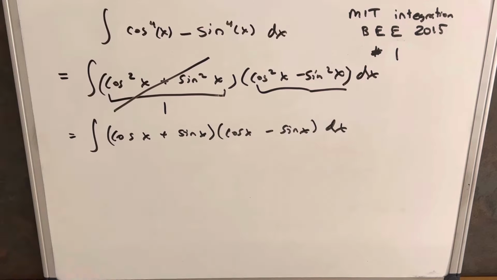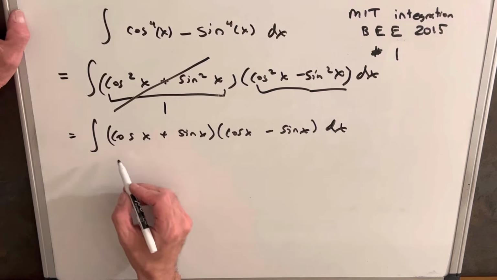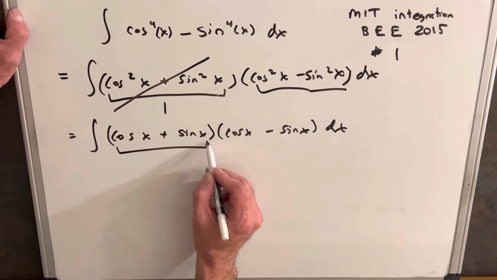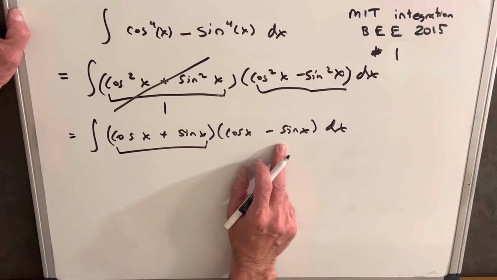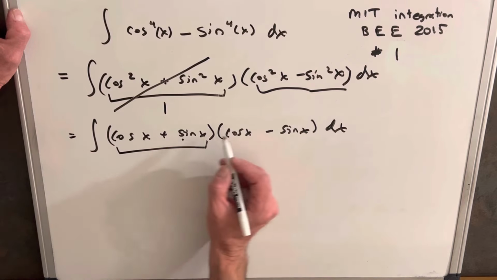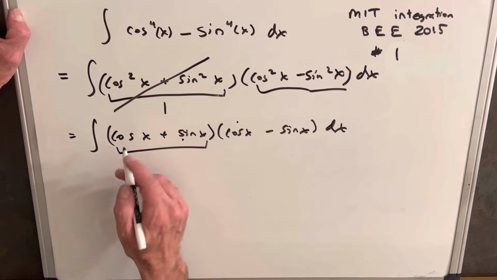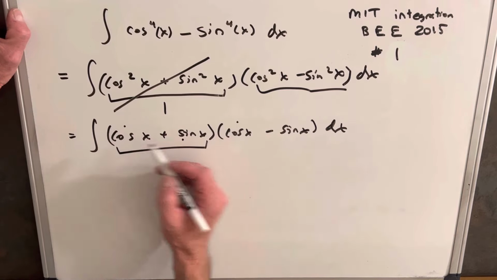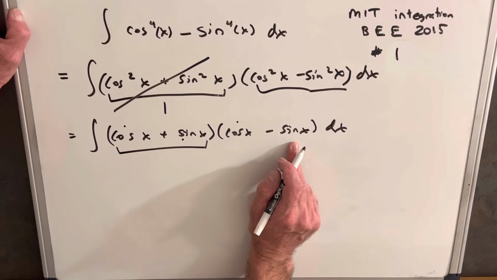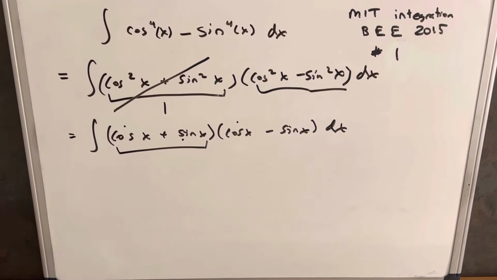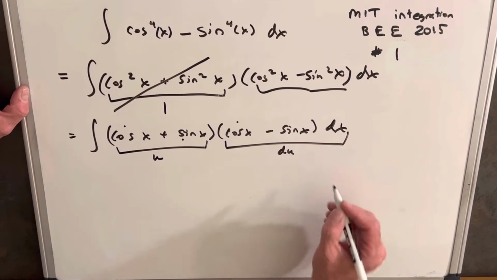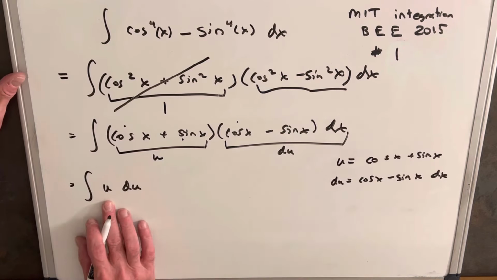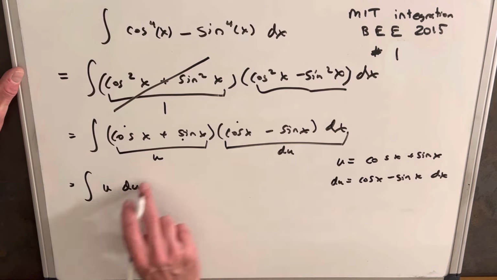And an interesting thing happens here: if we take the derivative of this, we'll actually get this. Because the derivative of sine x is cosine x, and the derivative of cosine x is minus sine x. So we're set up for a u substitution, where this is going to be u and all this business is going to be du. Making our substitution, we have a really simple integral: just u, which is this, and du, which is this.